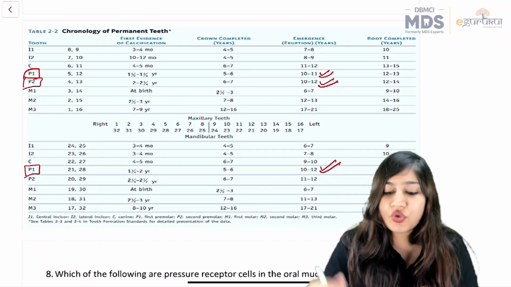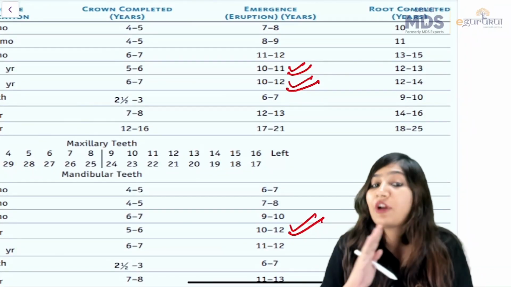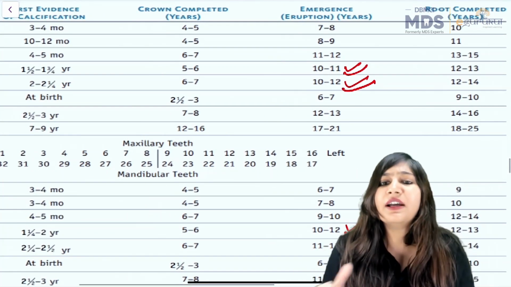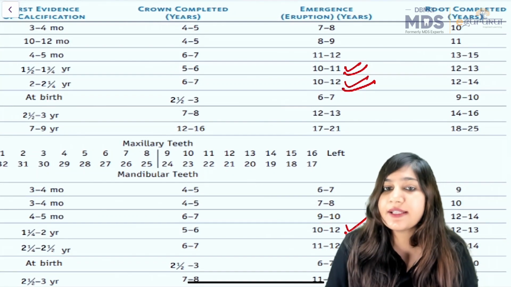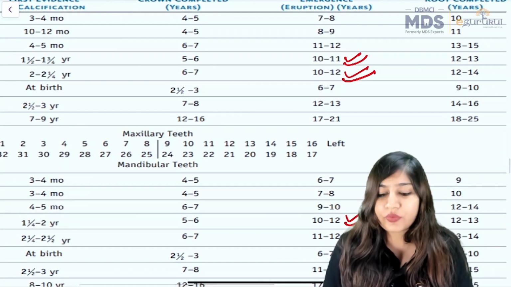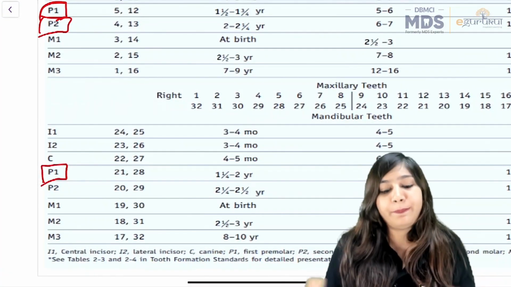So please, you should remember this eruption sequence, eruption timing, not only for permanent, also for deciduous tooth. You can be asked, first teeth to erupt in the oral cavity, or calcification time of first molar. These are the most commonly asked questions. Eruption timing of canine.